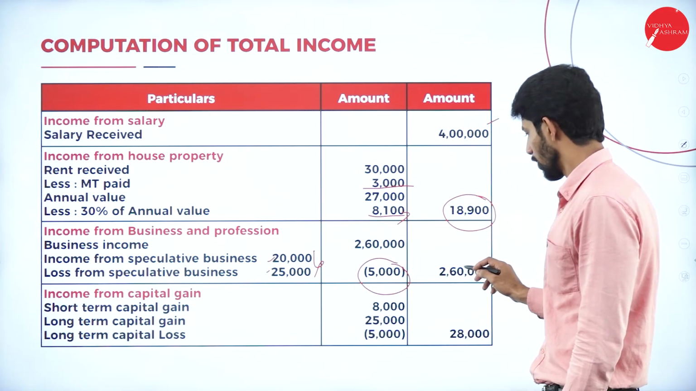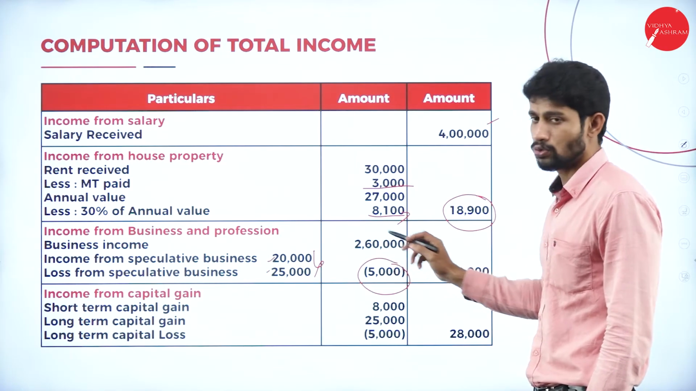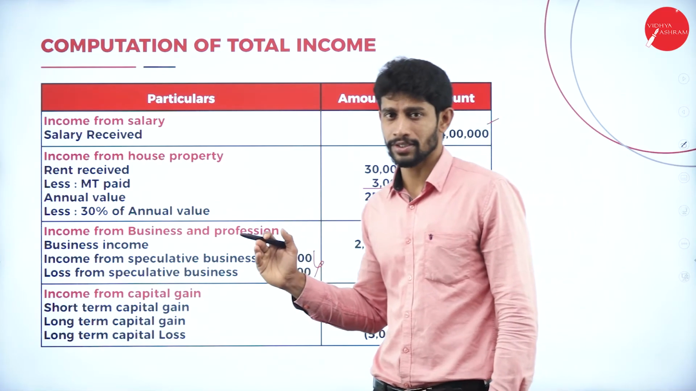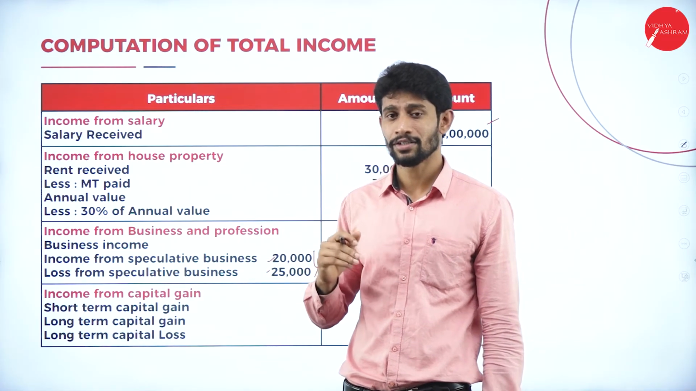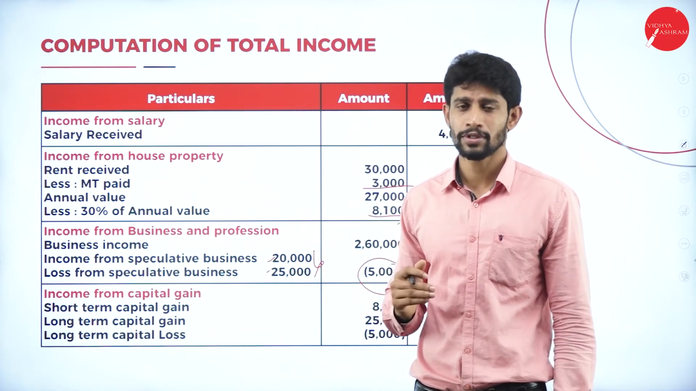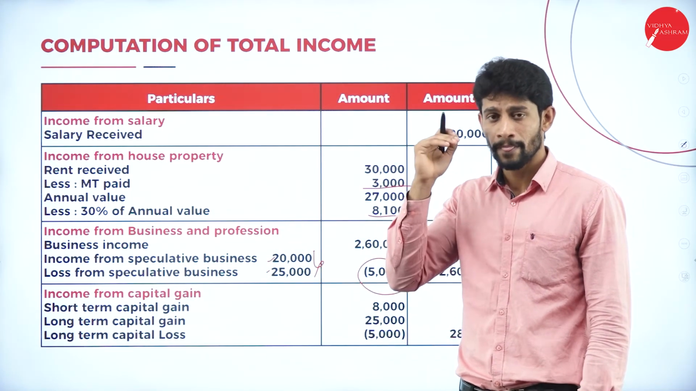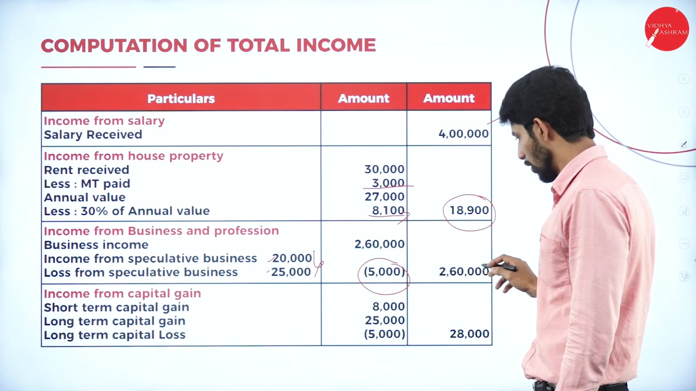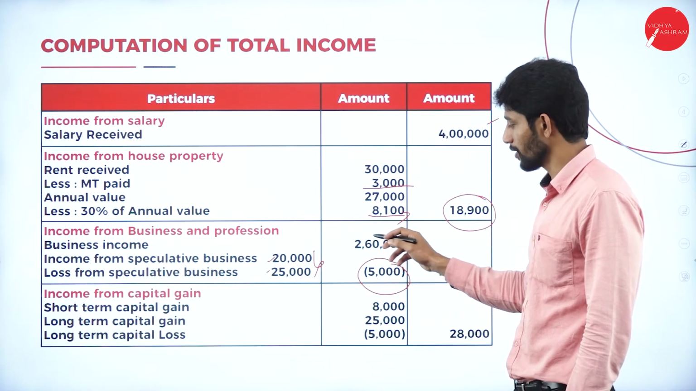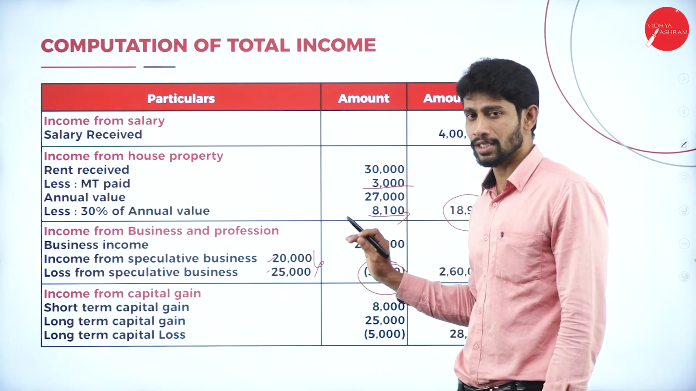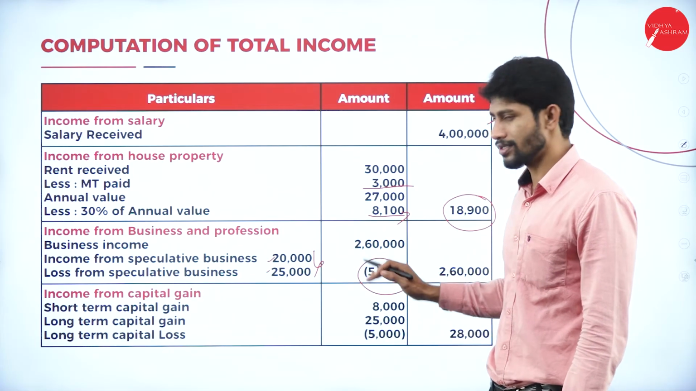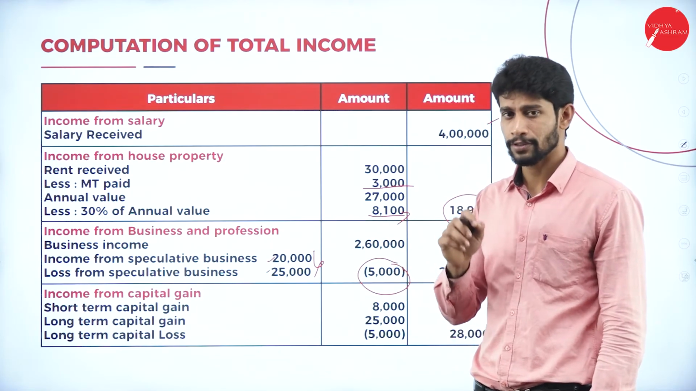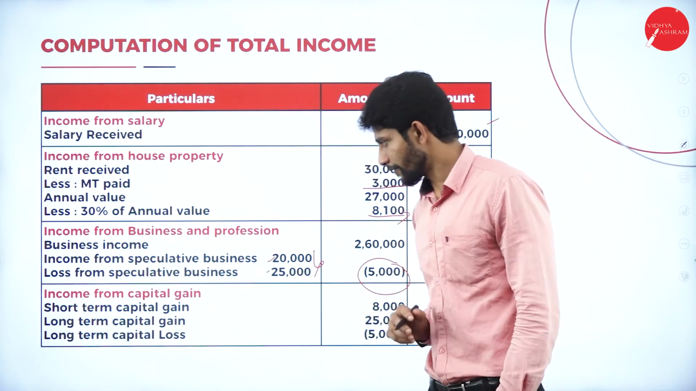But in the outer column, you are not supposed to set off this 5,000 with 2,60,000 because speculation business loss you can't set off with the normal business. Okay, speculation business loss you can't set off with the normal business. You have to set off the loss of speculative business with respect to speculative business only. So 2,60,000 directly we are taking to the outer column. We are not setting off this 5,000 with 2,60,000 because 2,60,000 is with respect to the normal business and this loss is with respect to the speculative business, and we have to set off this 5,000 loss with respect to speculative business only.